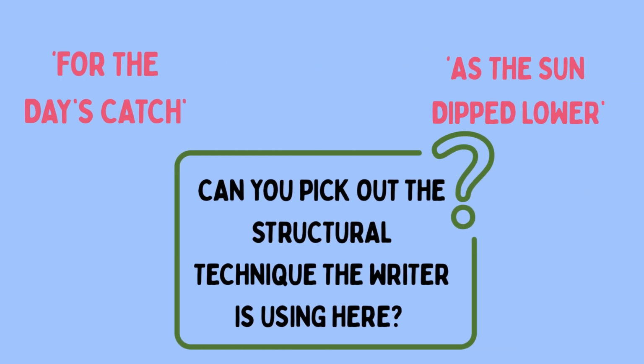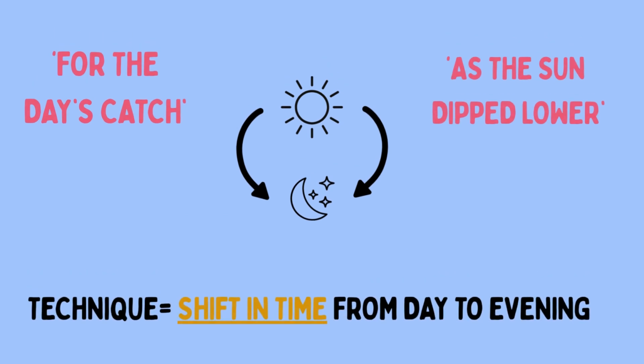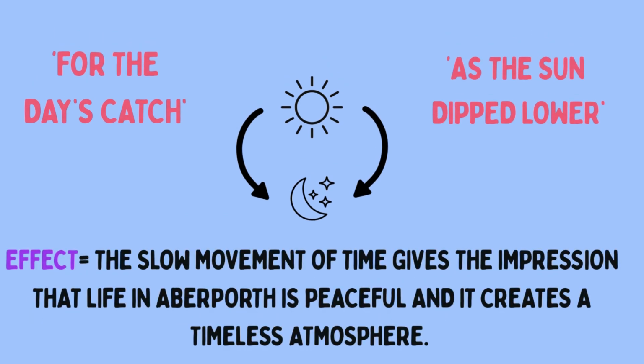Now that we've explored the language, let's consider the structure of the extract. Take a look at these two quotes. Can you pick out the structural feature the writer is using here? Did you notice how the extract shifts from day to night? And that shift in time creates the impression of life moving slowly, peacefully, and almost timelessly in Aberporth. And so hopefully you can see that by combining language and structure, we get a much stronger answer.